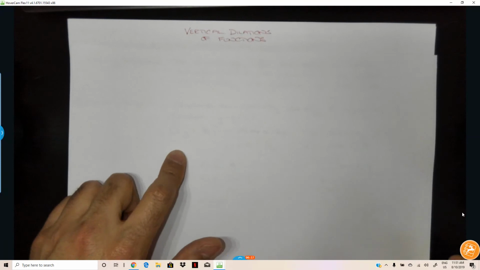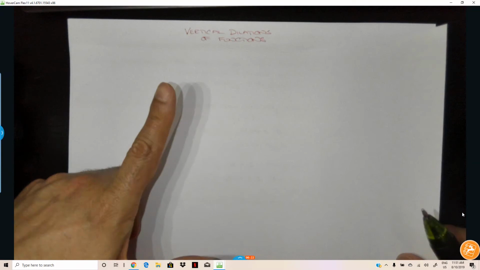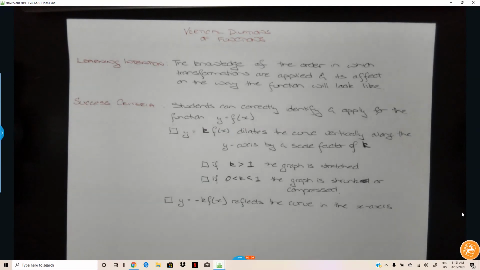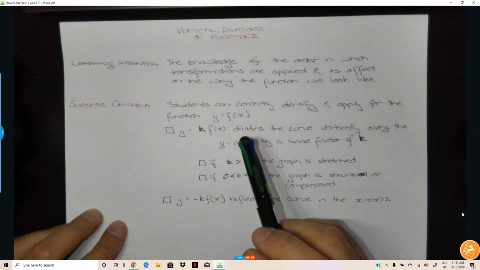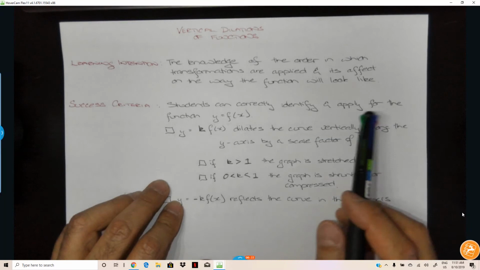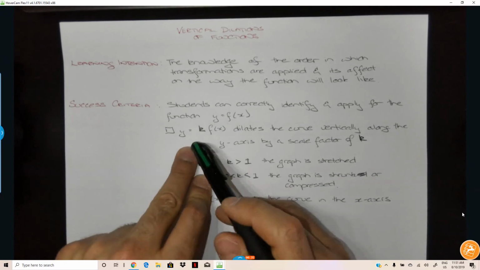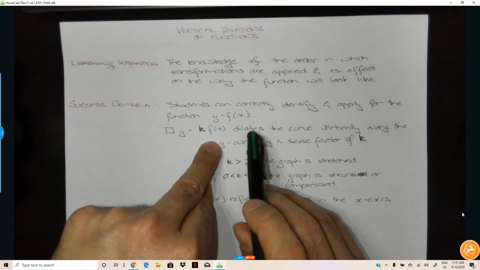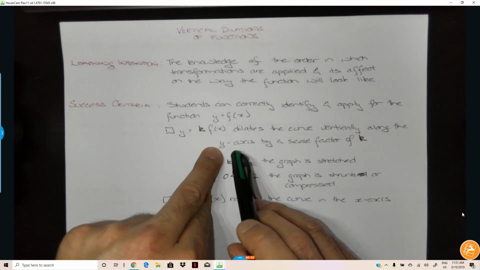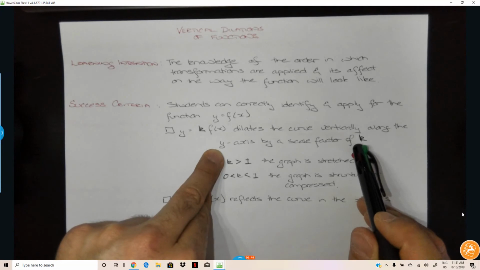All right, so today's lesson is about vertical dilations of functions. So we're still with the same learning intention, the knowledge of how the order in which translations and dilations occur will affect the function. So today we're going to be successful if we can correctly identify and apply the function f of x. If we get y equals k f of x, well, this dilates the curve vertically along the y-axis by a scale factor of k.